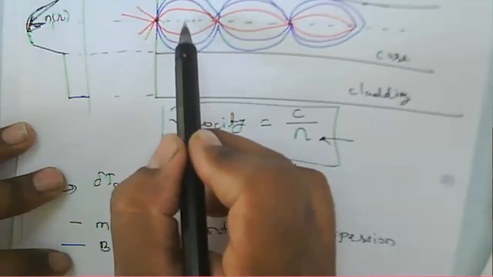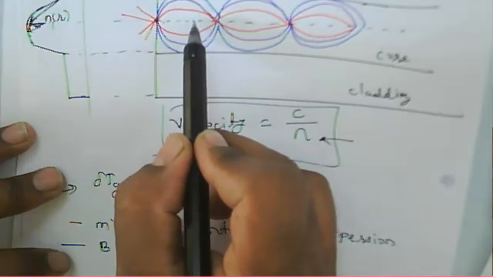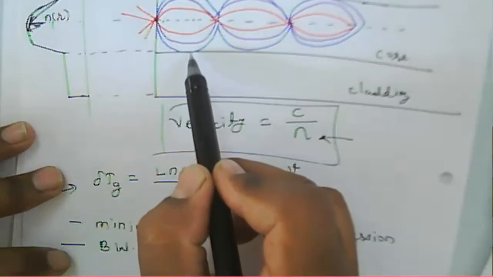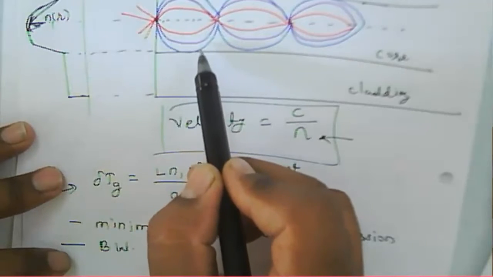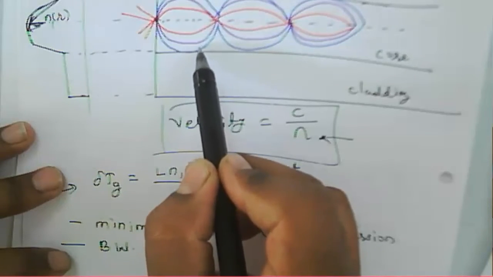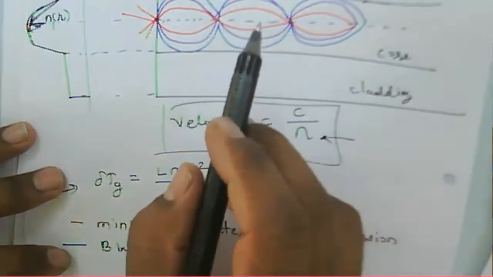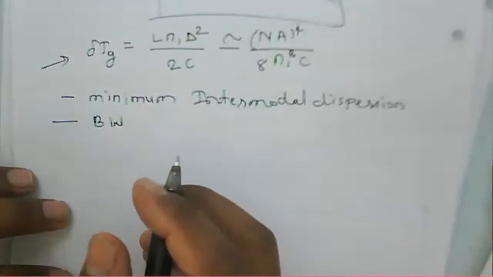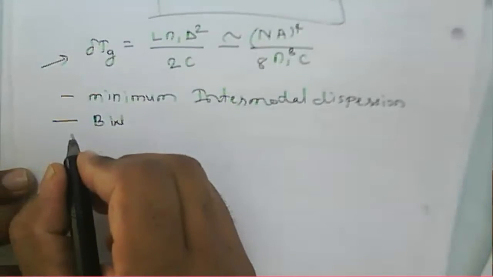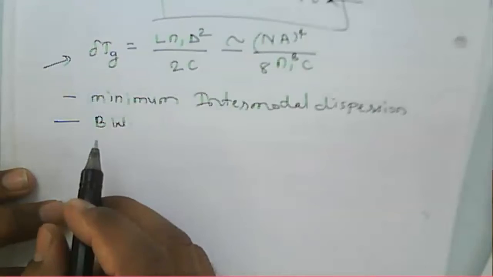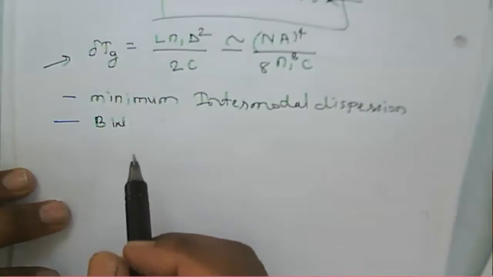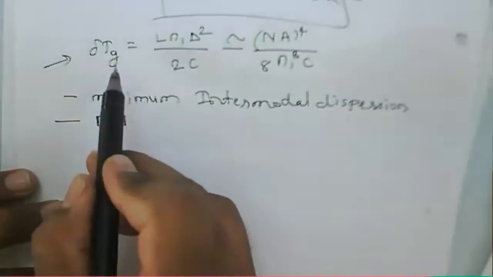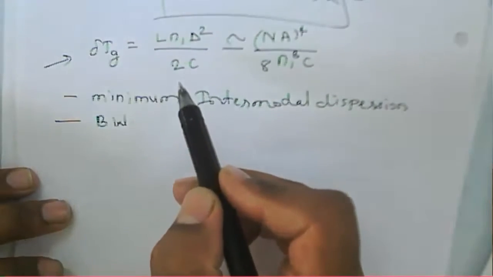Because the refractive index is high. But the rays propagating near the cladding, inside the core, near the cladding, the refractive index is small, so that's why they are propagating faster. You can say that the slowest and the fastest rays are propagating through the fiber, so that's why the delay difference depends upon what the refractive index profile is. So we can write here that delay difference is nothing but the refractive index profile of the fiber.